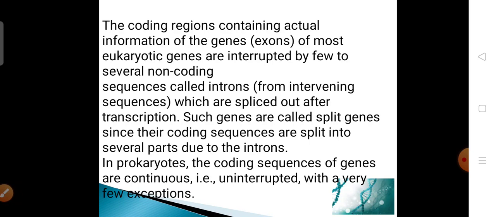Is that clear? Now, in prokaryotes, the coding sequences of genes are continuous. In prokaryotic organisms, the genes are continuous. They are not interrupted. They are uninterrupted genes, with very few exceptions. Prokaryotes do not contain split genes.